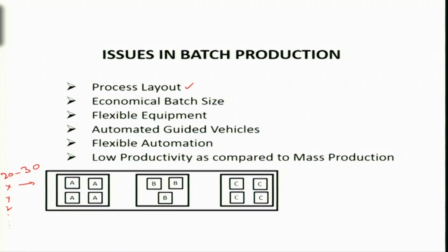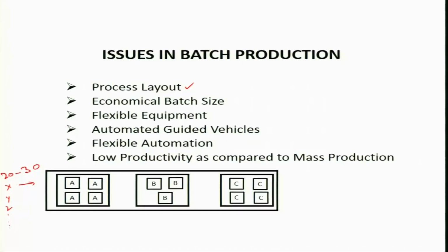These could be different types of gears, or different types of sheet metal components, or machining of components, or different types of molded components. Or if you take the example of a service system, maybe different types of pizzas you are producing from the same setup. So, that is the batch production system.